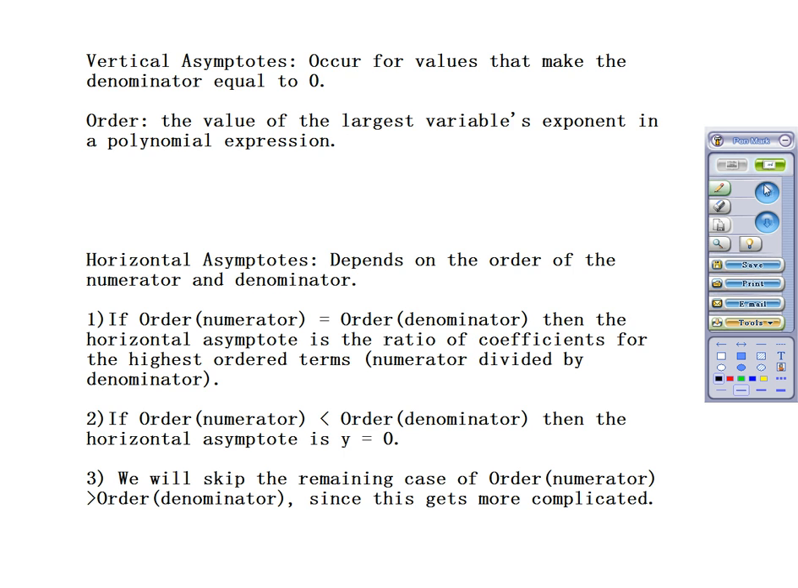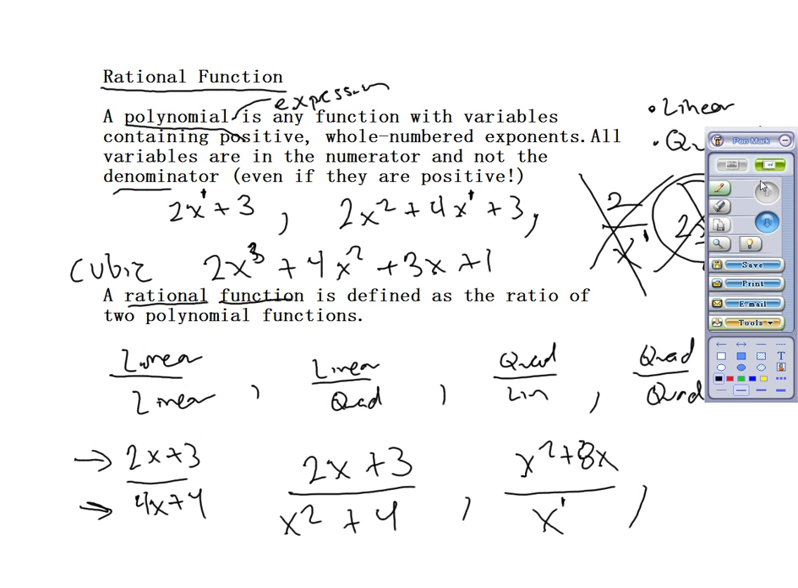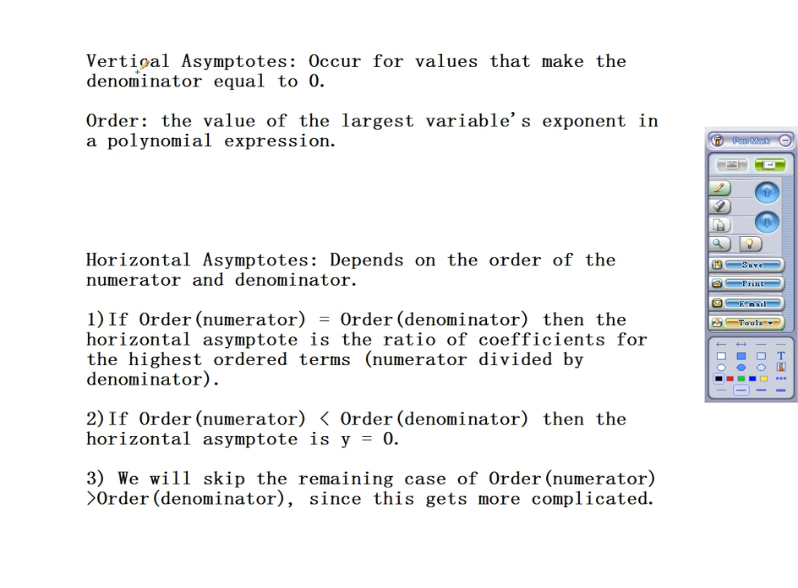Now, a rational function does not have a beautiful characteristic where the change in the rate of change is constant or the rate of change is constant. It's not quite as pretty as the linear and quadratic and exponential we've been dealing with so far. But it is a ratio of the two.